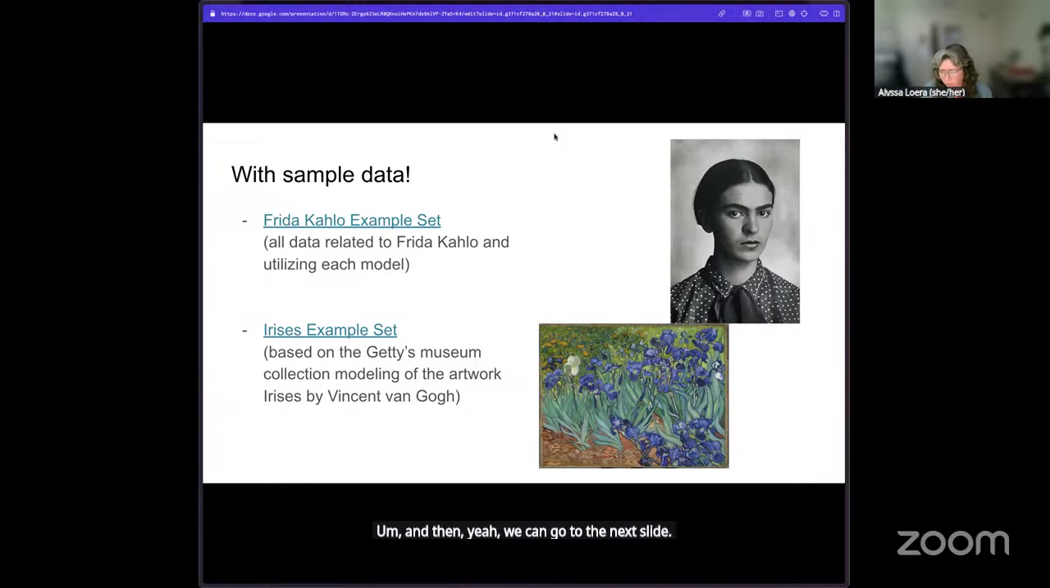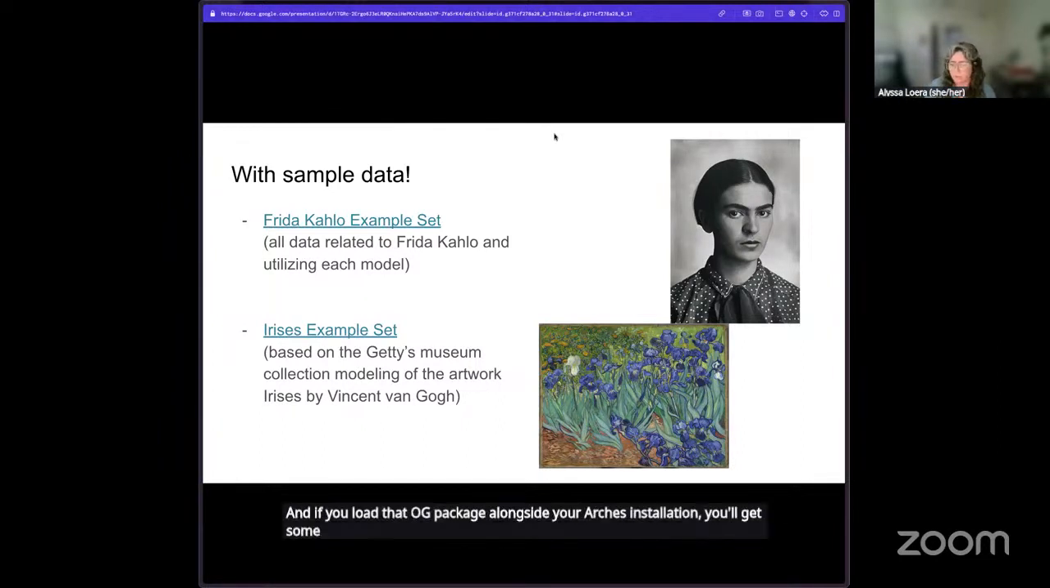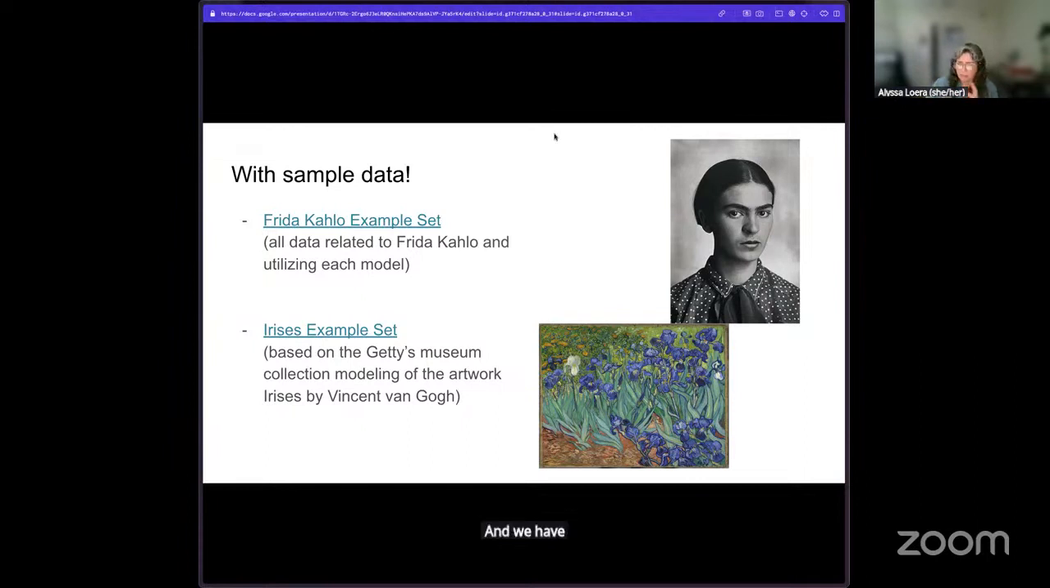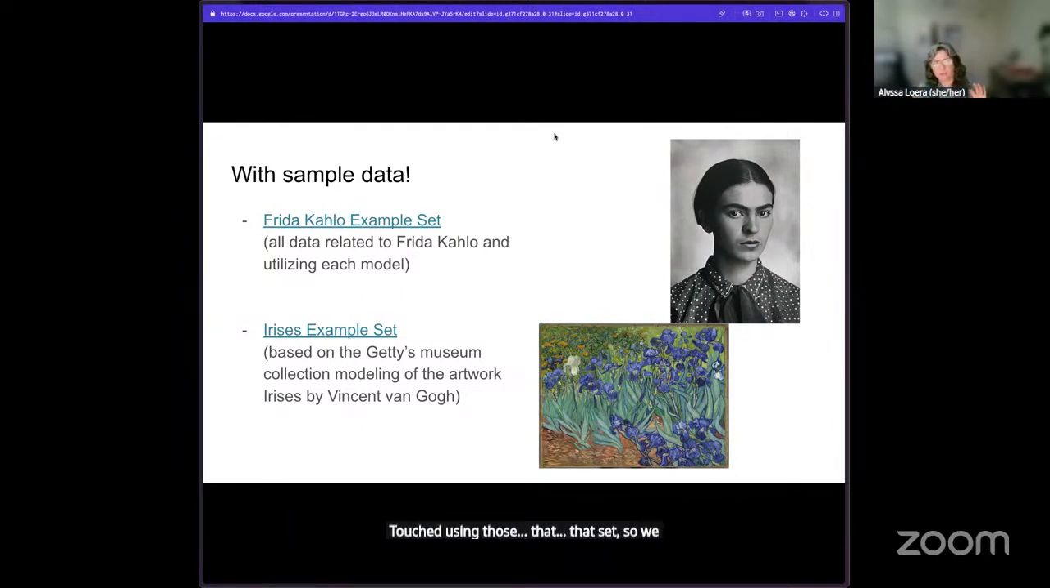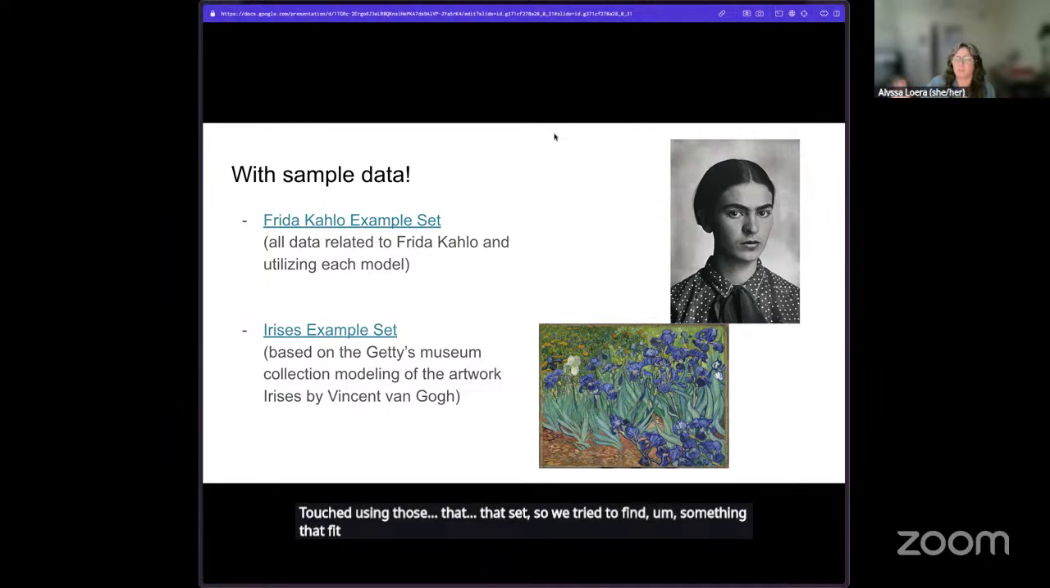And if you load that Ogee package alongside your Arches installation, you'll get some sample data too. And we have 2 sets in there. One is dedicated to Frida Kahlo and her artworks. And basically every piece of the model is intended to be touched using that set. So we tried to find something that fit in a textual work, something that fit into a place, all related to her. That was our starting point.